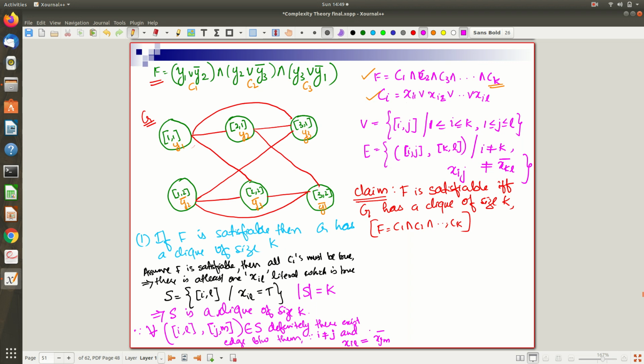If one is true, the other is also supposed to be true. One true and another false, that kind of situation is not going to happen at all. So this is my requirement of an edge, in the sense the clauses should be different and the literals are not complements of each other. That is what is happening between every pair of vertices within our subset S, and the size of the subset is k, where k is the number of clauses. So definitely this S is going to make a clique of size k. Hope it is clear. So this is a proof.